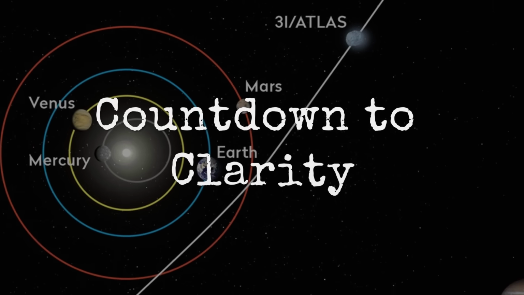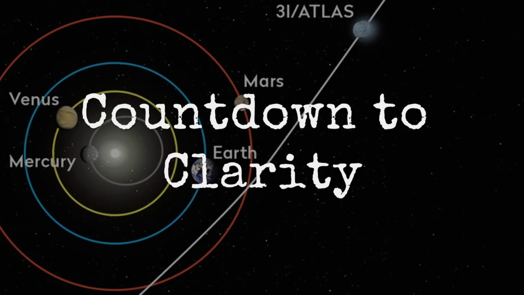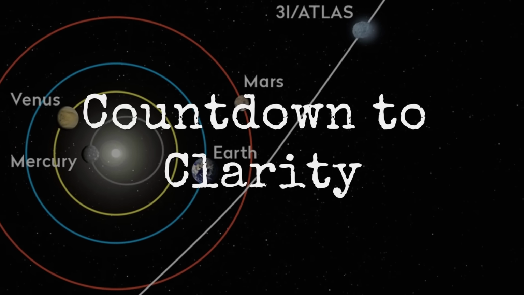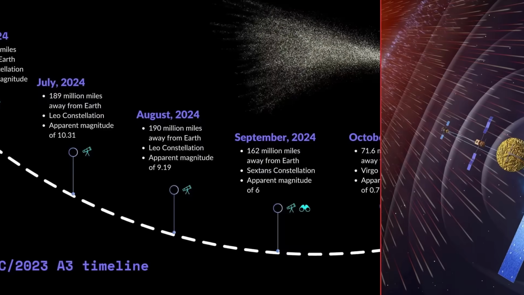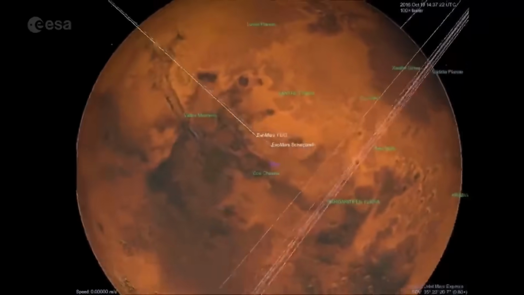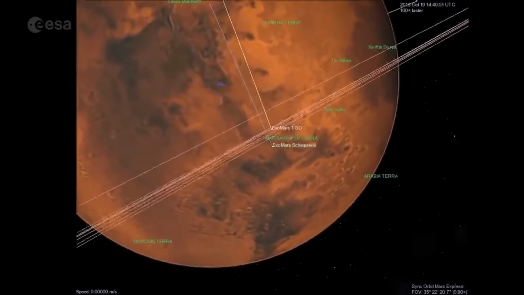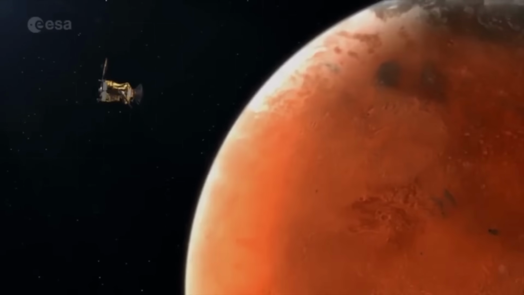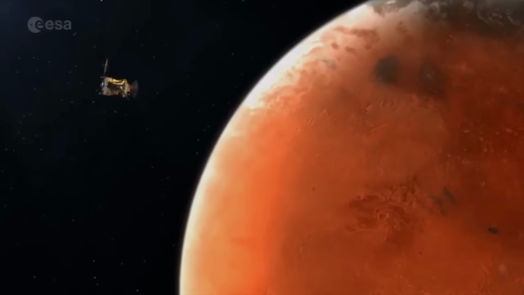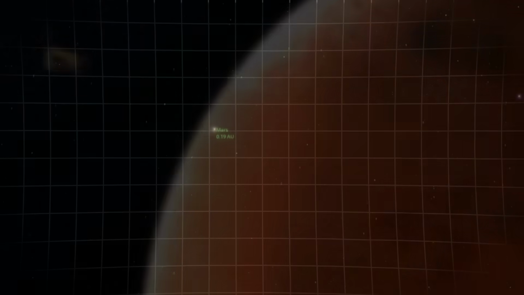The countdown begins in earnest as 3I/Atlas sweeps toward its next rendezvous. Mission planners across three continents have circled four dates, each a window of opportunity and risk. First, early October, Mars Express and ExoMars TGO, both in orbit around Mars, are slated to train their cameras and spectrometers on the interstellar visitor as it passes within millions of miles of the red planet.